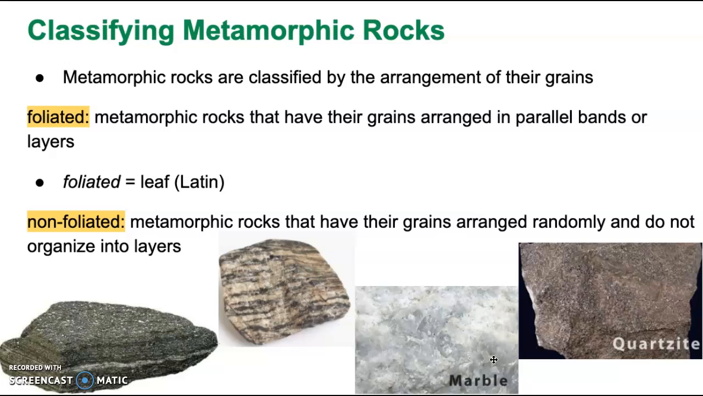The word foliated comes from the Latin. In Latin, it means leaf. And you can kind of think of it as a bunch of leaves stacked one on top of another, a foliated metamorphic rock. On the other side, a non-foliated metamorphic rock has grains arranged in a random order. We don't see those examples of layers here in the marble and the quartzite on the right-hand side of the screen. Those particles are randomly arranged.